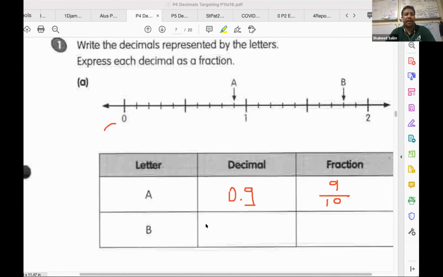Come. You try the next one. Come on, the next one. The next one asking for B.